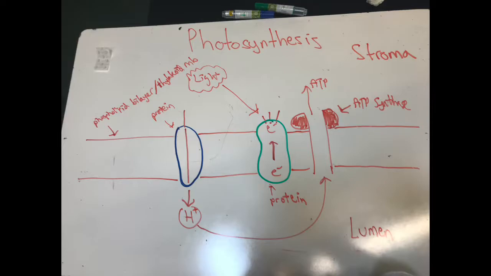Chemiosmotic phosphorylation is the process by which ATP is created and is part of both cellular respiration and photosynthesis. Chemi refers to the H+ ions that diffuse across the membrane. Osmosis refers to the diffusion of H+ ions down the concentration gradient through the ATP synthase protein. Phosphorylation refers to the adding of a phosphate ion to ADP to create ATP.